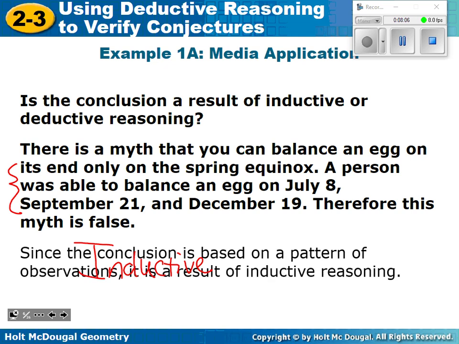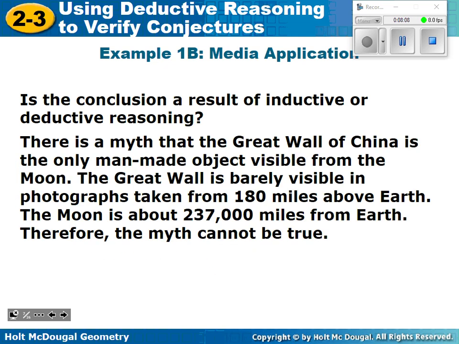Okay? Next one. There's a myth that the Great Wall of China is the only man-made object visible from the moon. This person says this myth cannot be true based on this bit of information in the middle. The Great Wall is barely visible in photographs taken from 180 miles above the Earth, and the moon is about 237,000 miles from the Earth. Is that a pattern of events, or is that specific facts? Facts. So this is deductive.